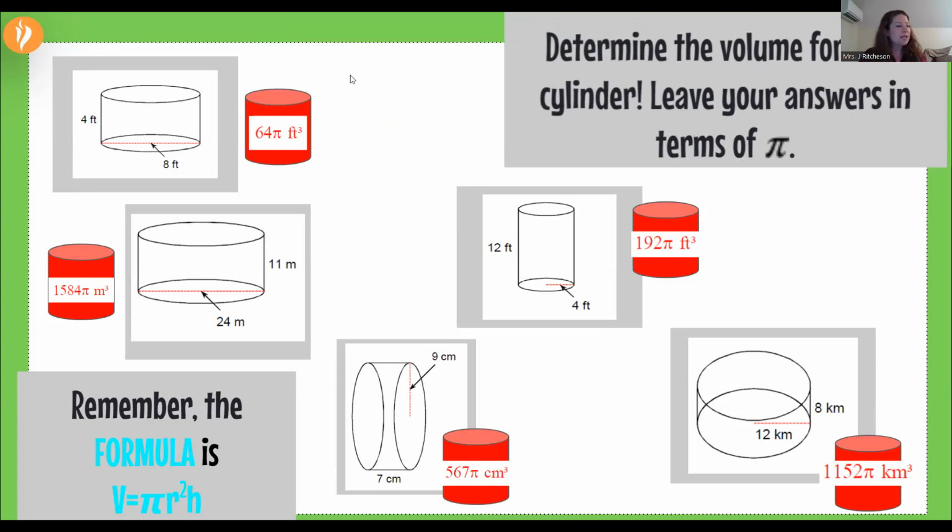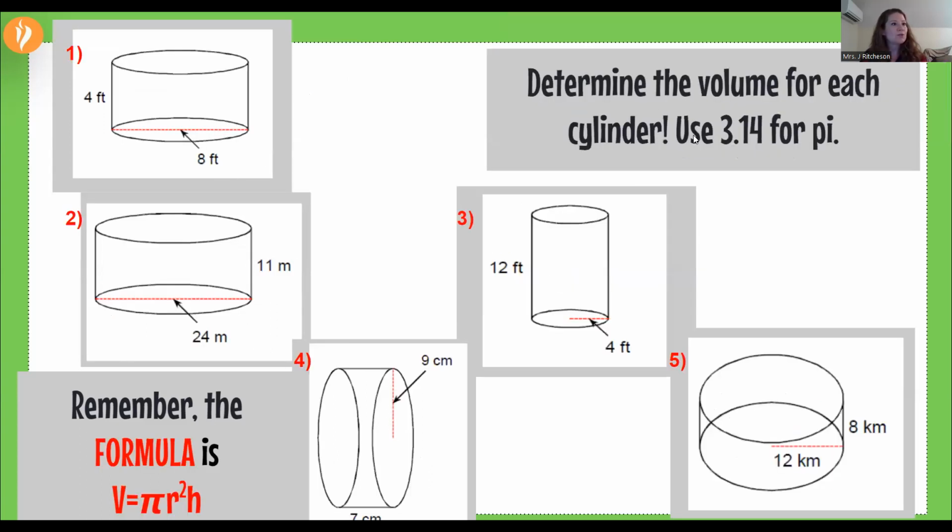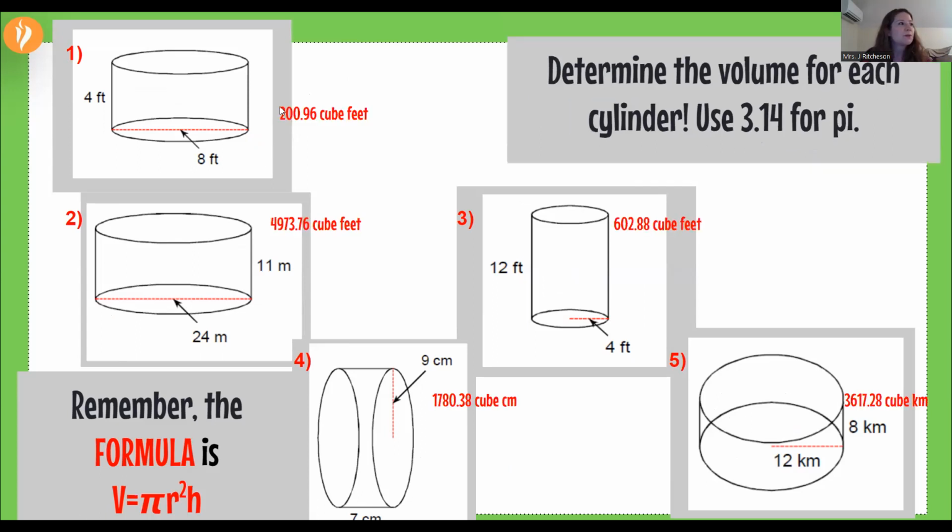Now, those same dimensions, like I said, we are actually going to use 3.14 for pi. So go ahead and do that. Write down your answers and then come back and check them. All right, so on that first one, we had 64 pi. So 64 times 3.14 would be about 200.96 cubic feet.